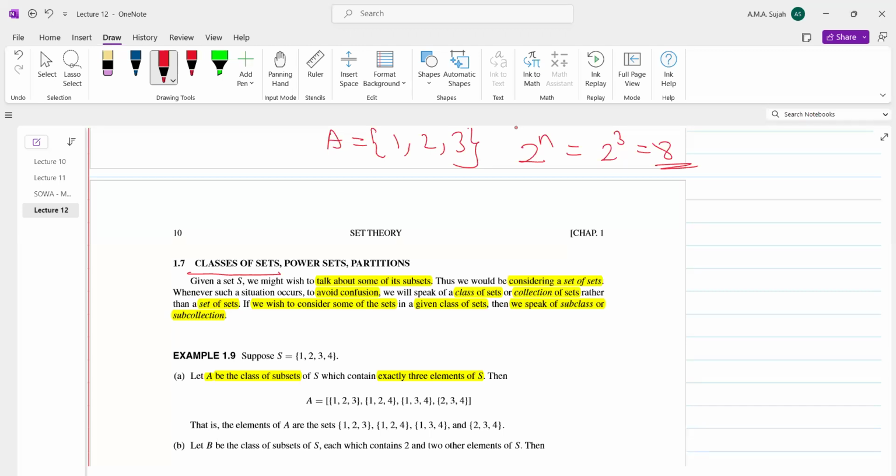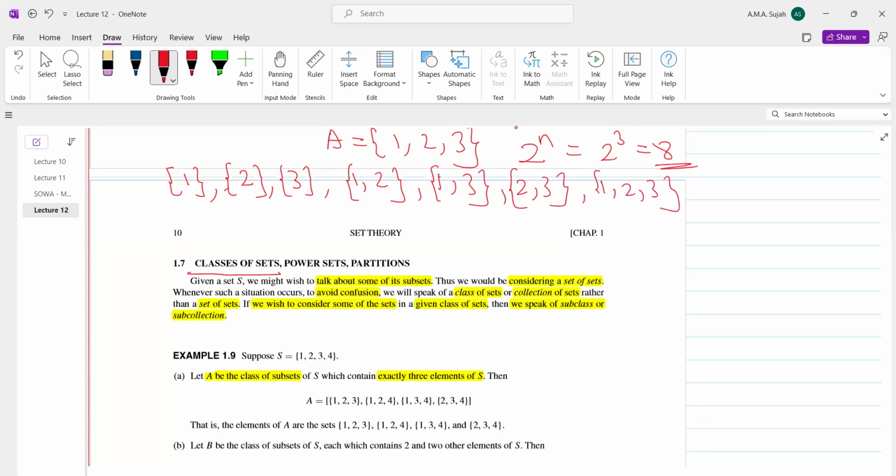So, can you write all the 8 subsets? 1 is a subset, right? 2 is another subset. 3 is another subset. 1 and 2 is another subset. 1 and 3 is another subset. 2 and 3 is another subset. So altogether 6. 1, 2, 3 is another subset. Empty set is another subset. Altogether 8 subsets.